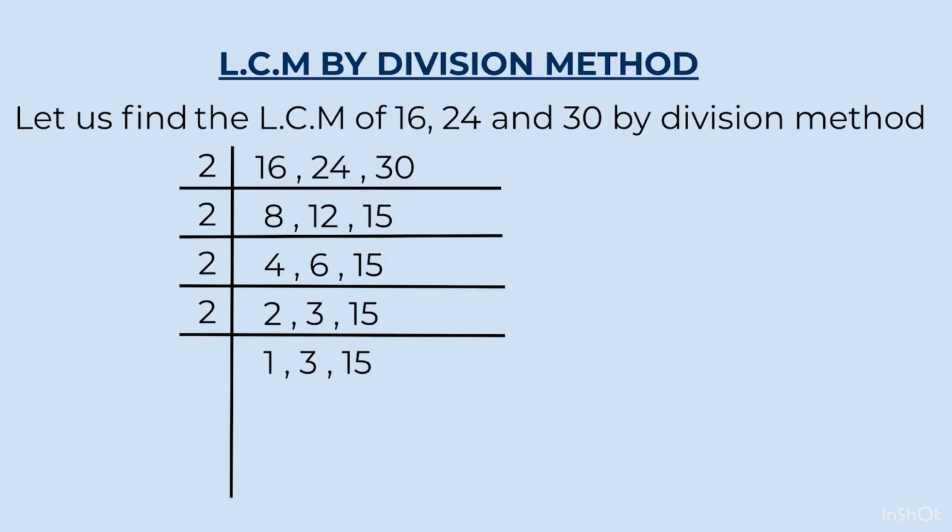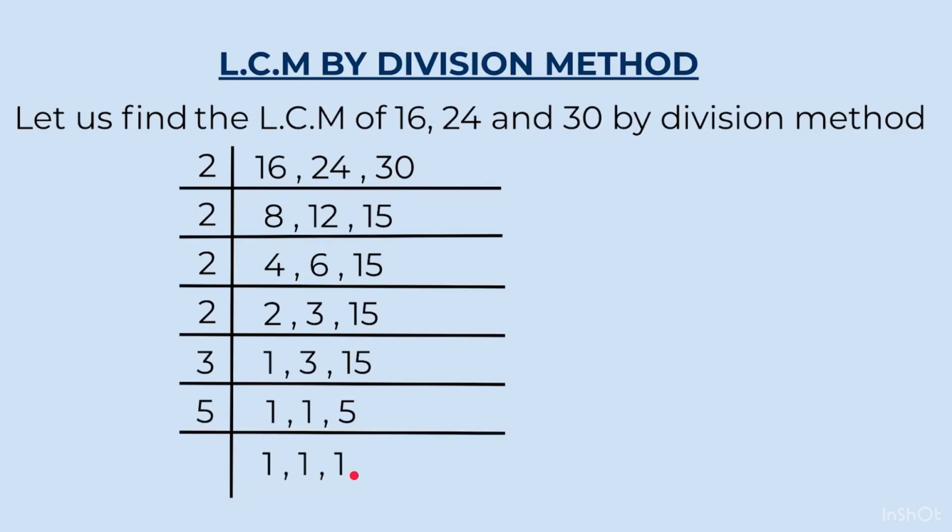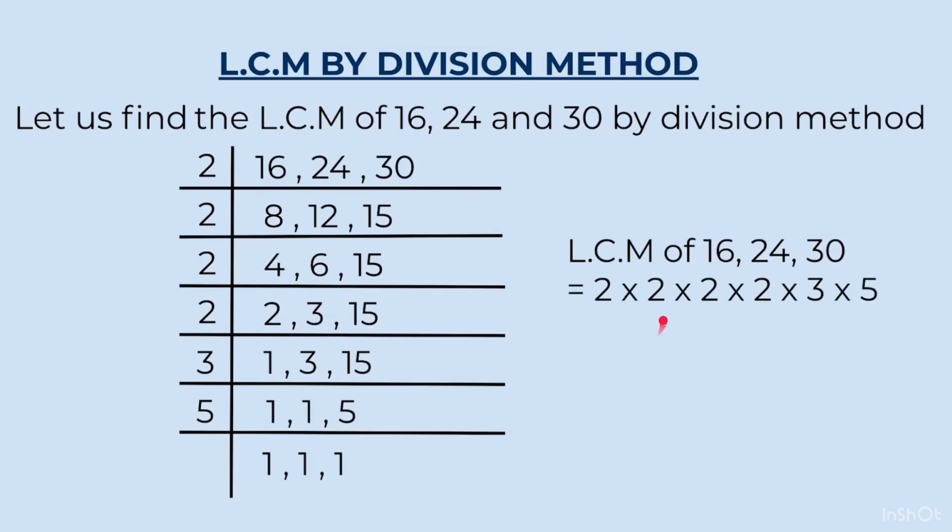Now we will divide by the next prime number, that is 3. We will copy 1 as it is. 3 will go 1 time. 15 will go 5 times in 3. Now we will divide with 5. Finally, we are left with all ones at the bottom. So the LCM is the product of all these numbers. LCM of 16, 24 and 30 is 2 into 2 into 2 into 2 into 3 into 5. This gives us 240. So the LCM is 240.